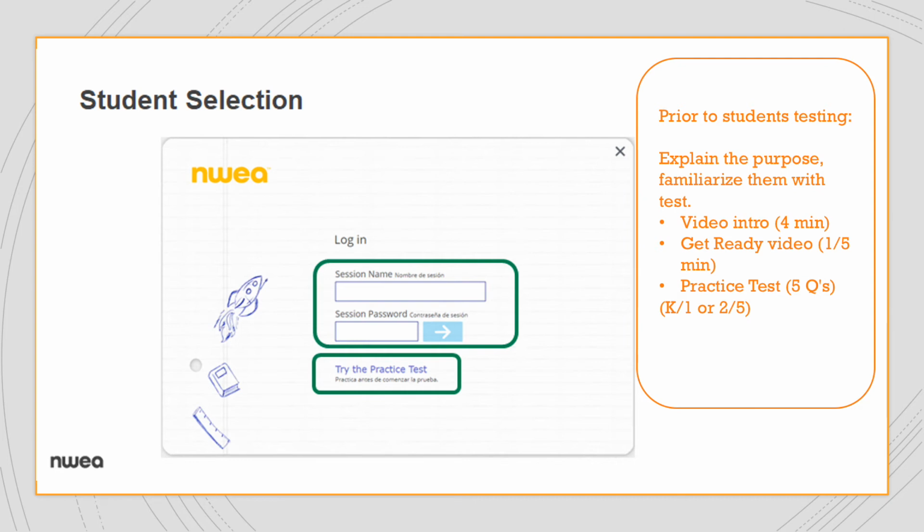Prior to testing them, you'll want to explain the purpose of the test, familiarize them with it. There is a video available, and again, I'll send you all the information and links on that. It's 4 minutes long. There's also a get ready video, which is 1.5 minutes long. And there is a practice test, as you can see, which is only about 5 questions. And again, it's going to be a little bit different, K1 versus the 2-5.